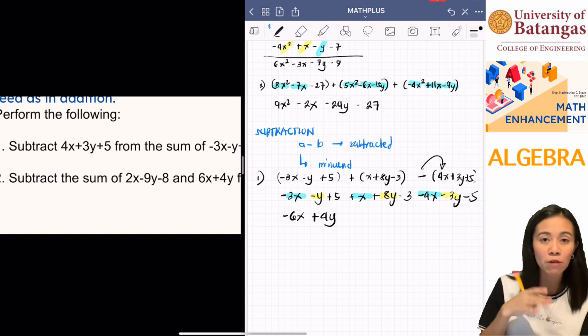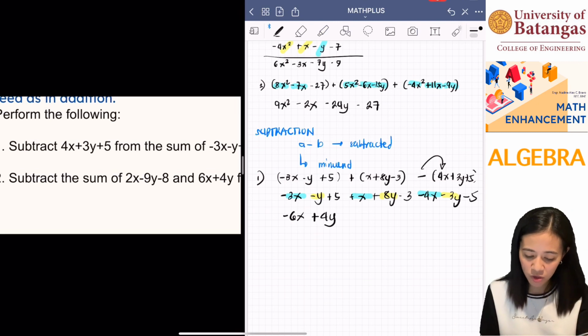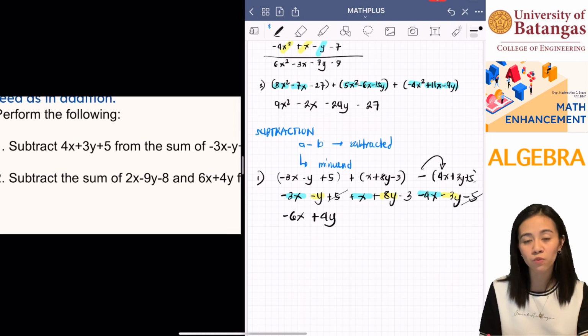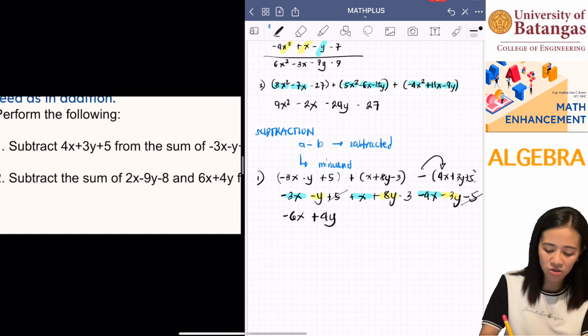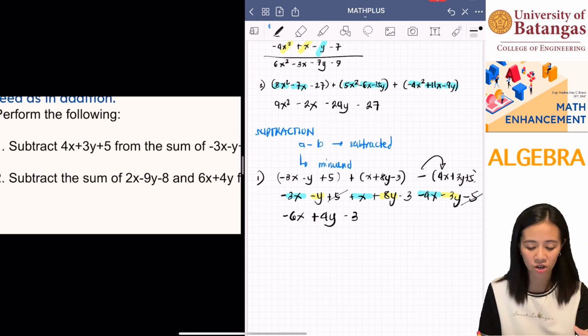Do not forget the same variable. And then we proceed with the constants. So, you know that 5 and negative 5 will cancel each other out. And then you will be left with just negative 3 as your constant. So this will be our answer. Negative 6x plus 4y minus 3.